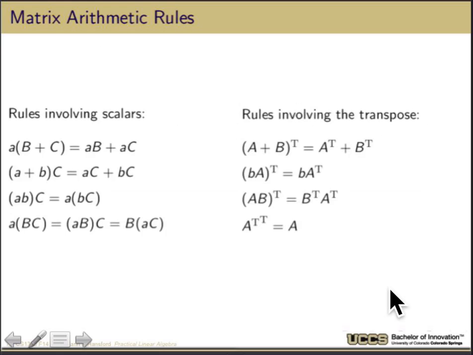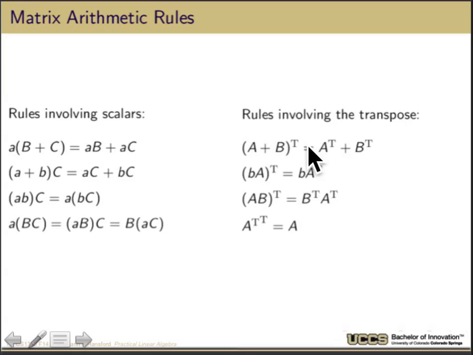Okay, some rules involving scalars in matrices. A scalar times the sum of two matrices is the sum of the scalar times each of the matrices. The sum of two scalars times the matrix is each of the scalars times the matrix. Two scalars multiplied by a matrix is the same as the first scalar times the matrix that has been scaled by the second scalar. And I can do a bunch of associations with those in different orders.